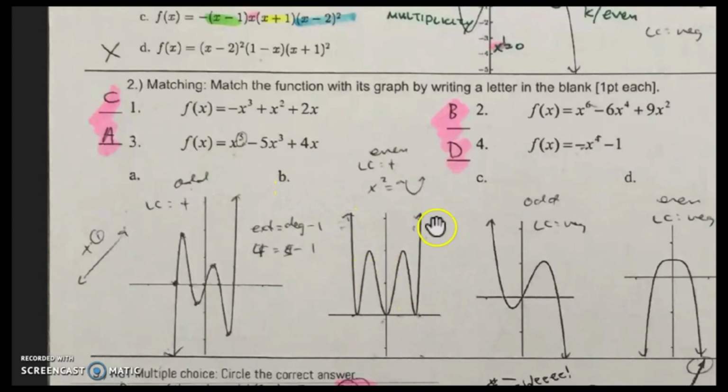Graph B starting both up, so that's an even. They're both up, so the leading coefficient is positive. Remember, x squared, they both start positive. The only one that has an even that's positive would be choice 2. And then again, you can look at the x-intercepts.